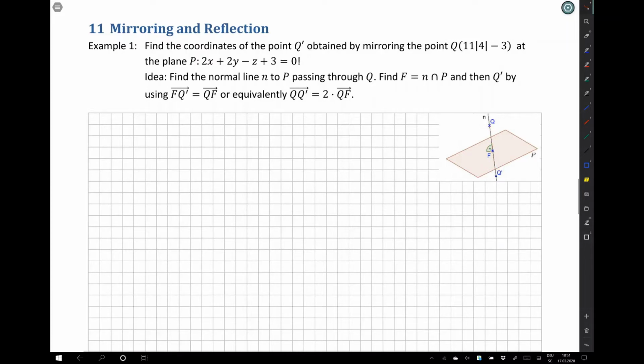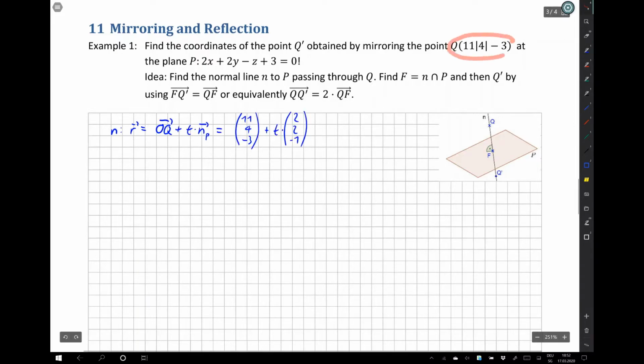Let us start by finding the point F where the normal through the point Q intersects with the plane P, so we have to intersect that normal with the plane. So let us find the equation of this normal line. Its position vector is the position vector of the point Q since it passes through the point Q, and its direction vector is the normal vector of the plane P, so (2, 2, -1).